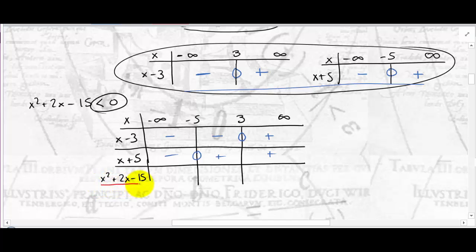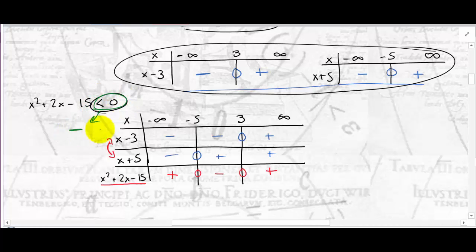Now this expression is the product of the two right here. And I know the rule for the product of two signs. If you multiply two negatives, you're going to find a positive. If you multiply two opposite signs, you're going to find a negative. And if you multiply two same signs, you're going to find a positive. Then the expression will be 0 at 3 and 0 at negative 5. Therefore now it is very easy for me to see where this is negative.